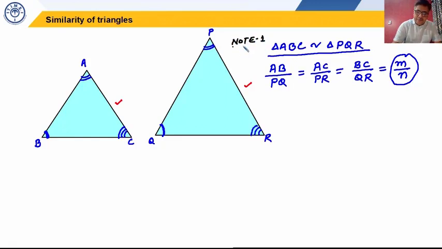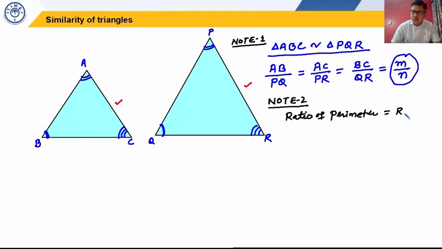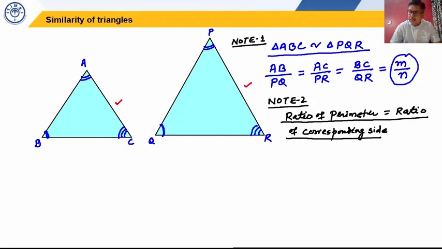Note number 2 is ratio of perimeter is equal to ratio of corresponding side. Ratio of perimeter is equal to ratio of corresponding side. If the ratio of corresponding side is M is to N, the ratio of perimeter is also M is to N.